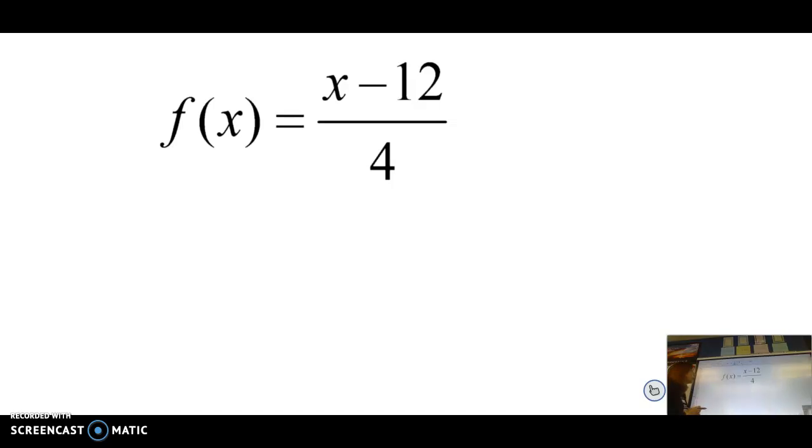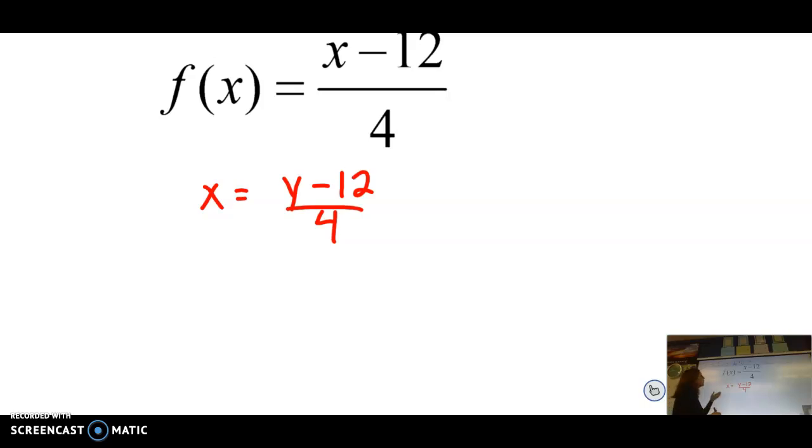Okay, here's a similar problem. Again, to find the inverse, step number 1 is switch the x and the y. Right, so that's what I did. I switched my x and my y. Now to get the y by itself, first thing, we've got to get that 4 out of the denominator. So I'm going to multiply both sides by 4.